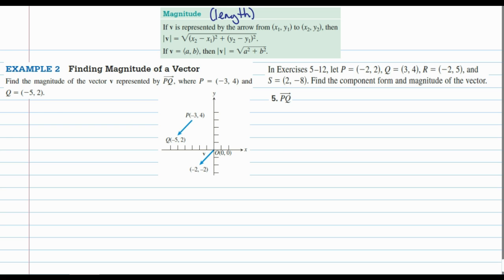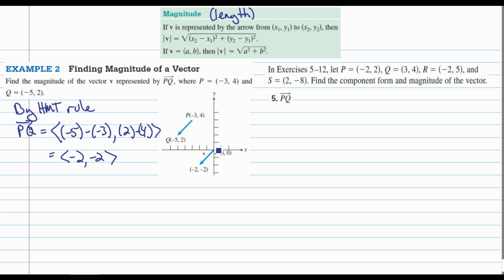It's up to you. I'm going to do the head minus tail rule first and find out what this vector is in standard representation. And then as you can see from the diagram before, the vector PQ is also equivalent to the vector -2, -2. So now I can just use the -2 as the x-coordinate and -2 the y-coordinate of the standard vector as the change in x and change in y to find magnitude. So I found that the magnitude of vector PQ is 2 square root 2.